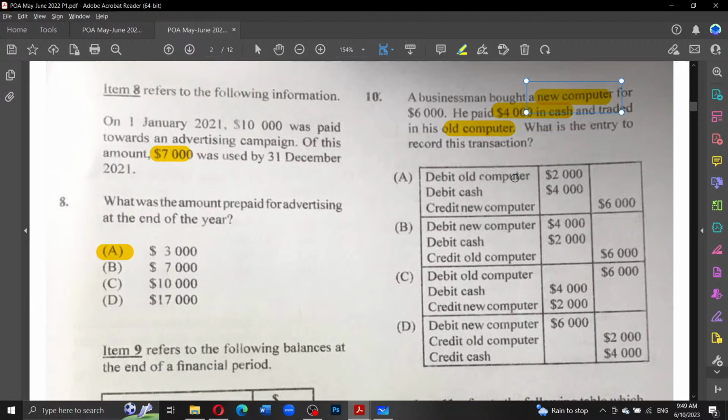Debit old computer, that's wrong. Debit new computer, debit cash, that's wrong. Debit old computer, debit cash, that's wrong. Debit new computer, credit old computer, credit cash. So that there is correct.